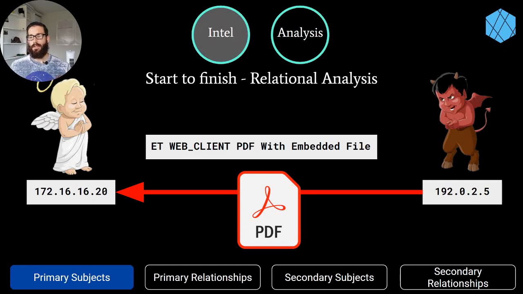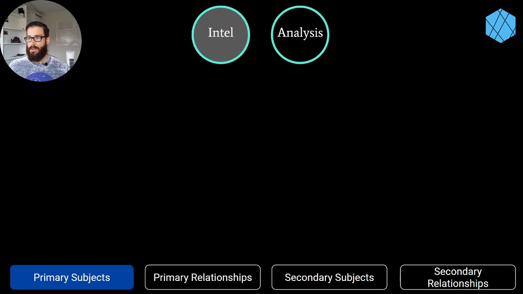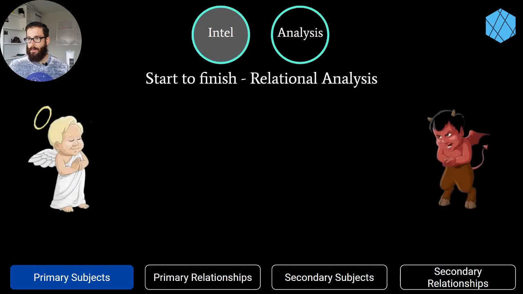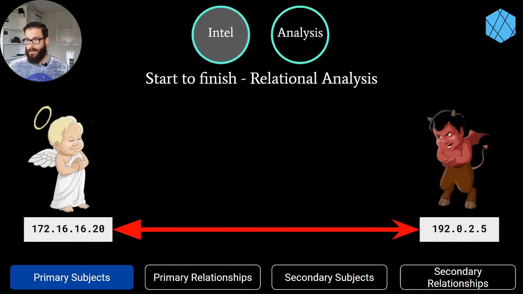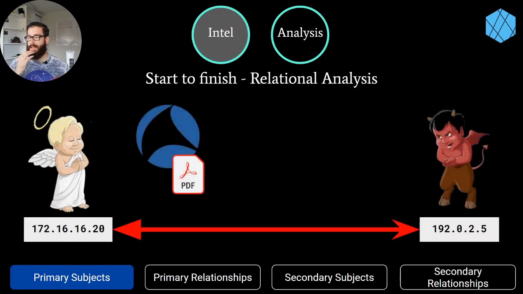So now it's time to start the process of examining your primary subjects. To do that, we're going to see that they're talking. So we're going to take Wireshark and pull that packet from that communication that we've seen from the alert. And once you've extracted that PDF, we're going to look at this PDF and see what's inside of it and what's being exchanged.